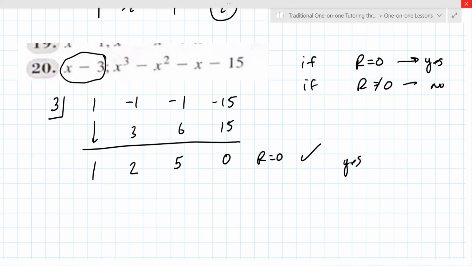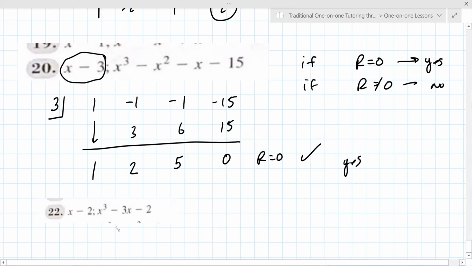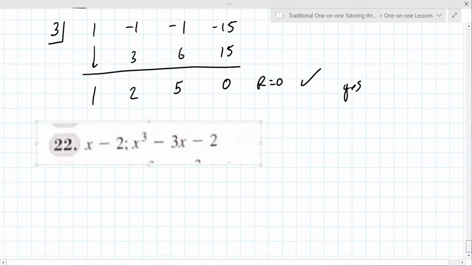22 is that exam question because it's missing the x squared term, which means that you have to remember to put it in. So 2 goes in the box over here because x minus 2 equals 0. That's how we got 2. 1x cubed, 0x squared, minus 3x minus 2.